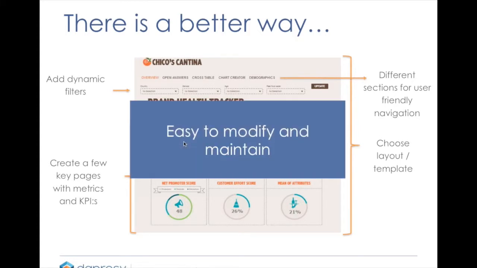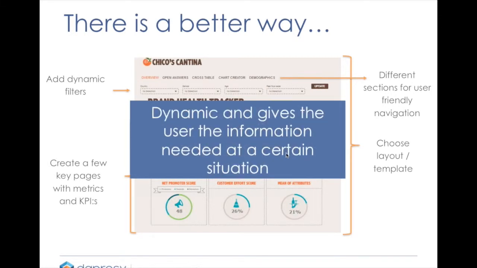And this makes it easier to modify and maintain. So if the client comes back to you and says, I'd like to see the results also for this segment, then you spend a couple of minutes adding a new dynamic filter so they can see the results for that, instead of having to create 15 new slides. It's dynamic, and therefore gives the user the information they need in a certain situation. Instead of having to browse through all of these slides, they can just say, okay, this is what I'm interested in.